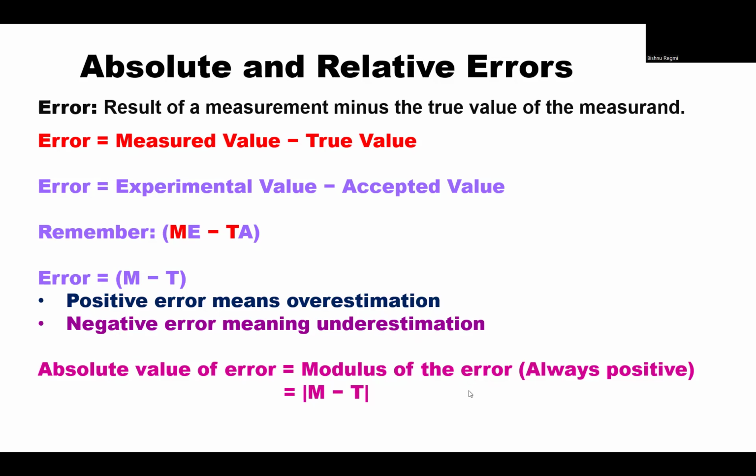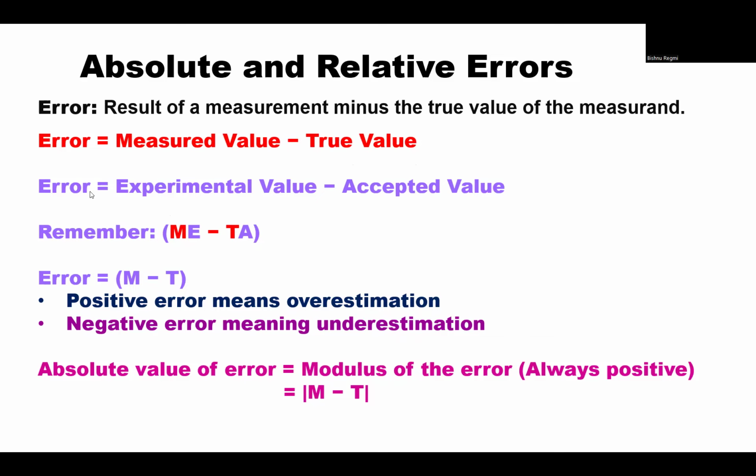Hello, welcome. Today I will talk about absolute and relative errors. These two terms are often most confusing to students. This is the IUPAC definition of error. Error equals measured value minus true value.